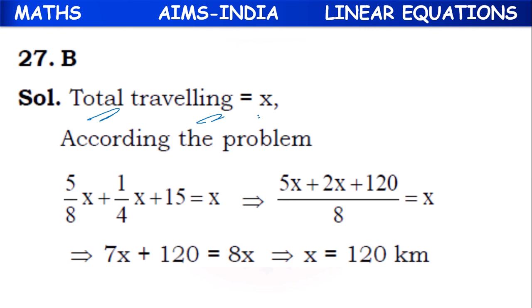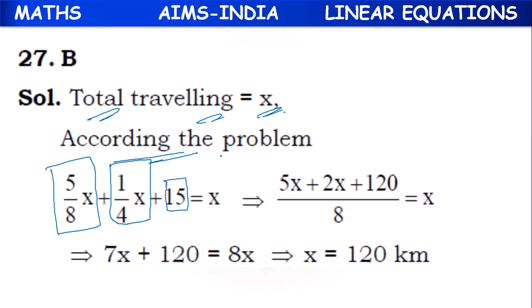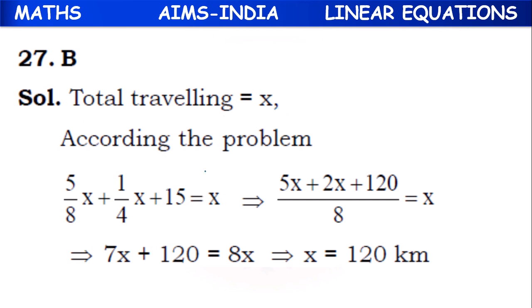Suppose if the total distance is x, according to problem, children, 5 by 8 of x by train, 1 by 4 of x by bus, remaining 15 kilometer by boat, altogether equals to x. Because the distance traveled by train plus bus plus boat equal to total distance, which is x. Here there is nothing, means we can take it as 1, children. 8, 4, 1, the LCM is 8. Now 8 one time, 8. 1 into 5 into x, 5x.